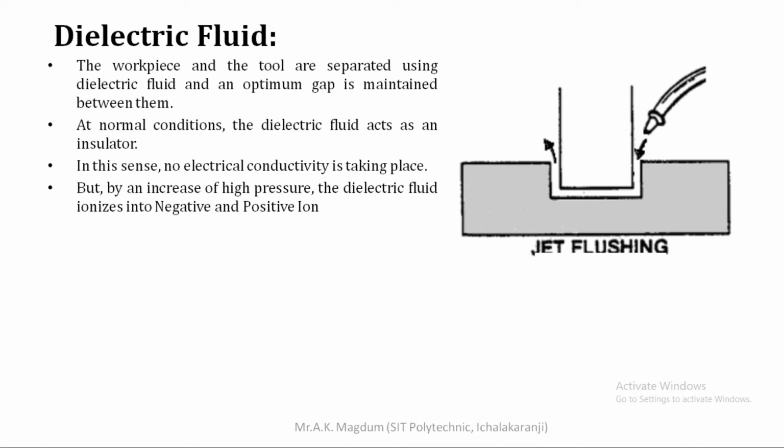Next, at normal condition, the dielectric fluid acts as an insulator. That is a very important thing. The dielectric fluid at one time acts as an insulator, and at another time works as a conductor. Those are the two important properties of this dielectric fluid. In the insulating state, no electrical conductivity takes place, so there is no power supply from the electrode to the workpiece. But with an increase of high voltage, the dielectric fluid ionizes into negative and positive ions. So this much is related to the dielectric fluid.